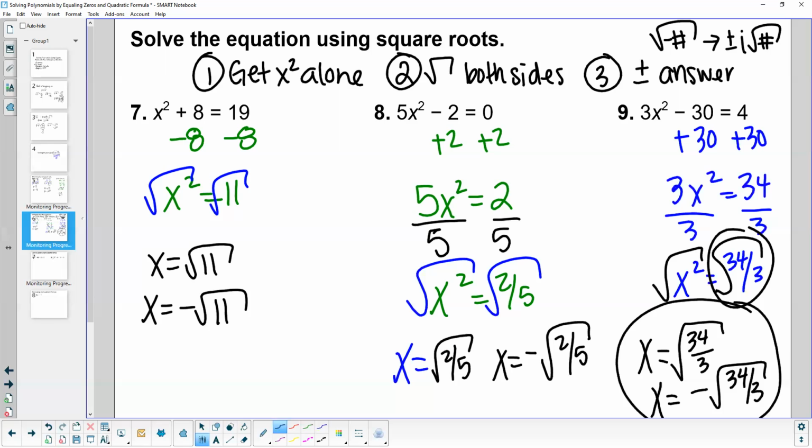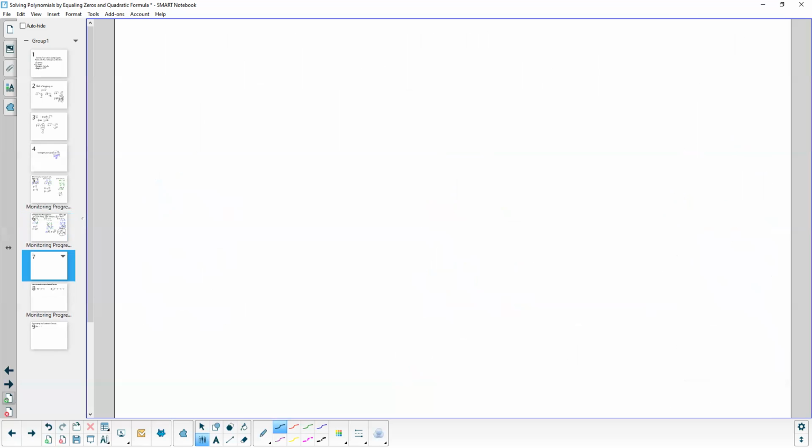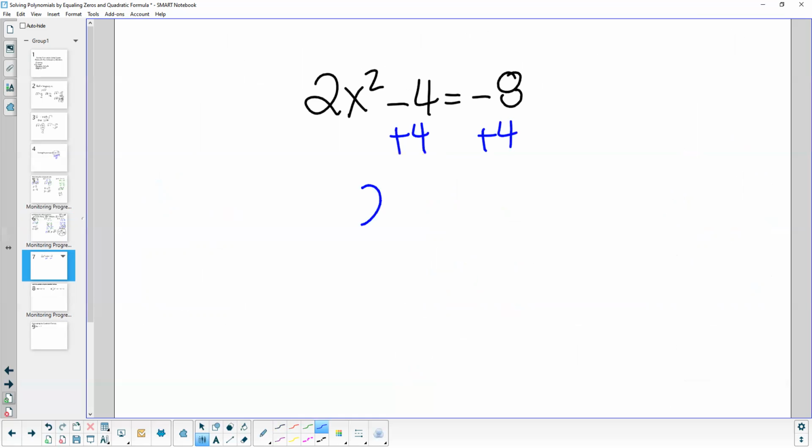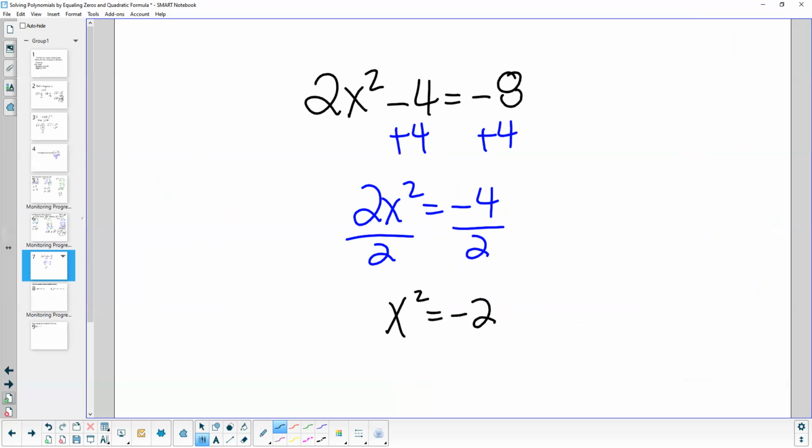So looking at one more example that might give us a negative, if we have something like 2x squared minus 4 equals negative 8, something like this, what we can do is we can add 4 to both sides. I get 2x squared equals negative 4. Divide by 2, divide by 2. X squared equals negative 2.